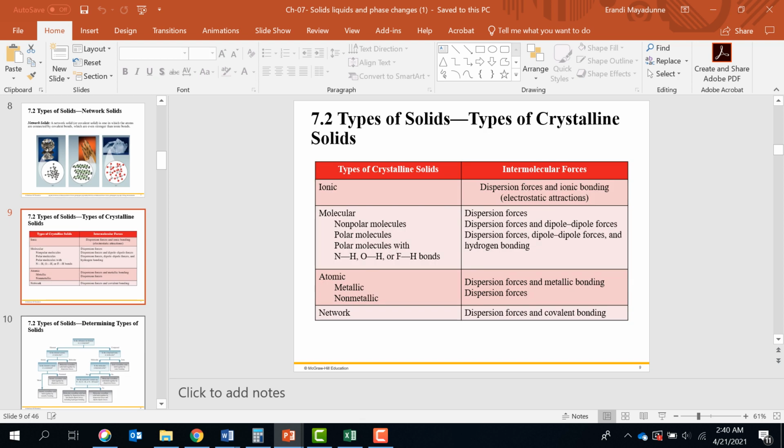So the types of crystalline solids: we have the ionic solid, which has ionic bonding, and molecular solids, for example bromine, HBr. In this kind of solid, they can be non-polar molecules or polar molecules, and the forces are dispersion forces, because it's an interaction from one molecule to another molecule. And then the atomic solid is just made of atoms themselves, and the network solids.